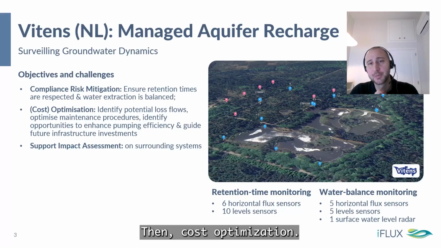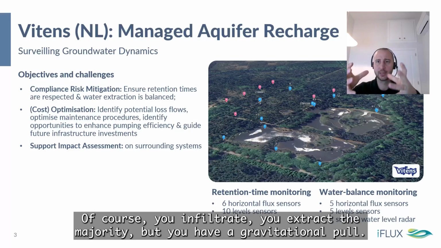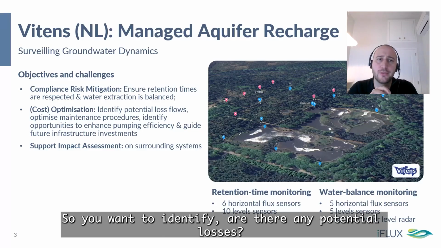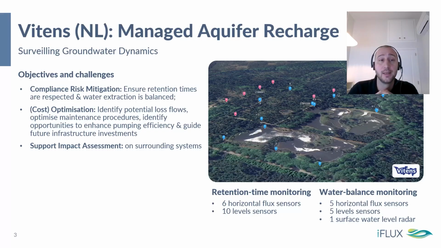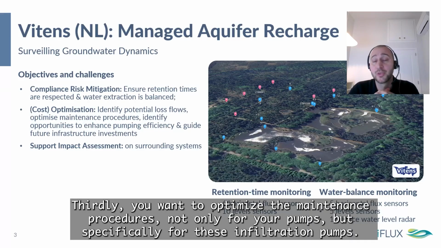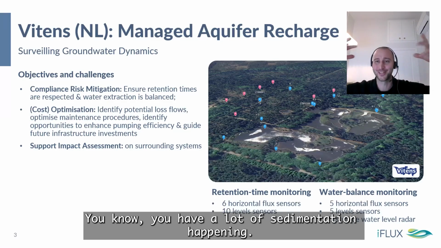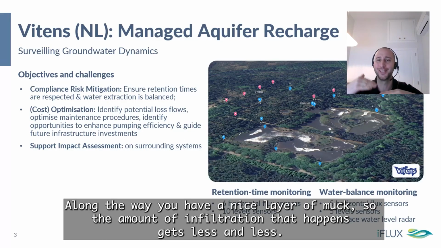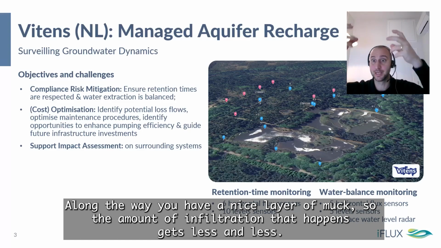Then cost optimization, of course, you infiltrate, you extract the majority, but you have a gravitational pull. So you want to identify, are there any potential losses? Do you have loss flows? Thirdly, you want to optimize the maintenance procedures, not only for your pumps, but specifically for these infiltration ponds. You have a lot of sedimentation happening. Along the way, you have a nice layer of muck. So the amount of infiltration that happens gets less and less.